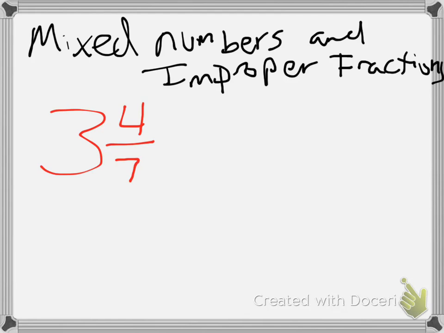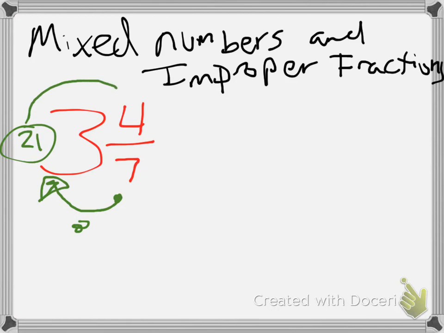process. I call it the clock method because I like to think about it as walking around a clock, and all I have to do is start at my denominator and I walk over to my whole number. I'm going to multiply when I do that, so 7 times 3 gives me 21, and I'm going to write that right there, and then I'm going to continue to walk around the clock from 21.